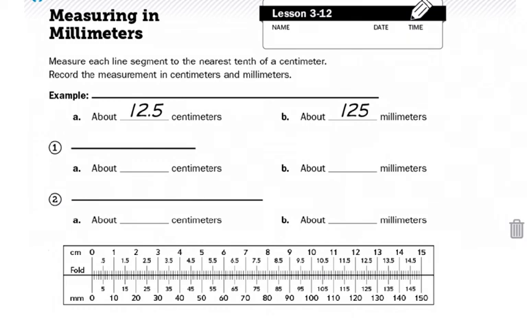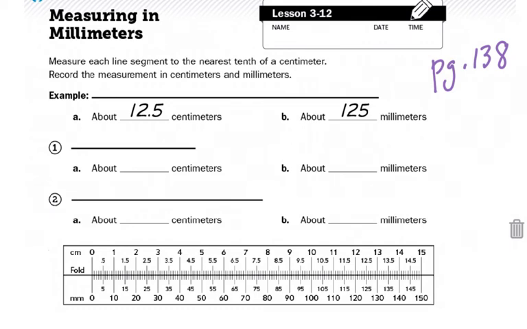Next, we're going to continue in our packet. You're going to find the page that says measuring in millimeters, and that would be on page 138. Page 138 in your packet, not in your math journal. You're going to measure each line segment to the nearest 1/10 of a centimeter and record the measurement in centimeters and millimeters. So here's where you're going to need the ruler at the bottom, either cutting it out or having your own ruler. Go ahead and put your ruler down on line 1.